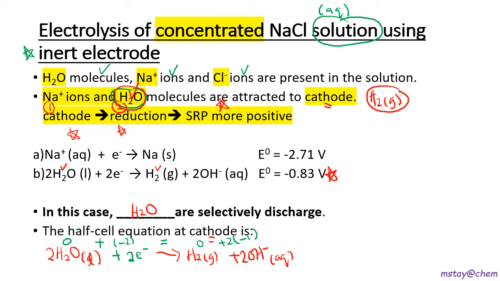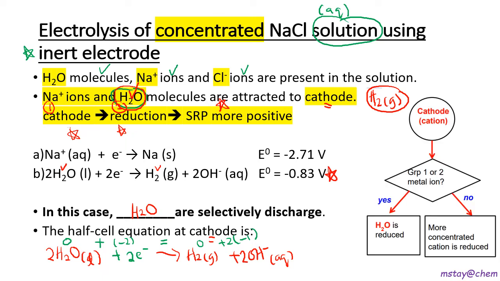Now this is the part of the summary in your notes. If you have a cation, you have to ask yourself: is the cation a group 1 or group 2 metal ion? Like in this case, yes, because Na+ is group 1. So if this group 1 ion is present, water will be selectively discharged.